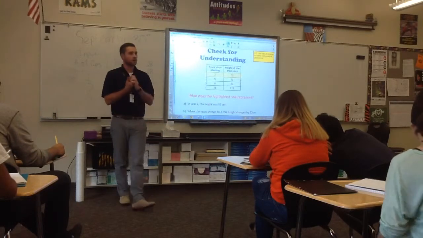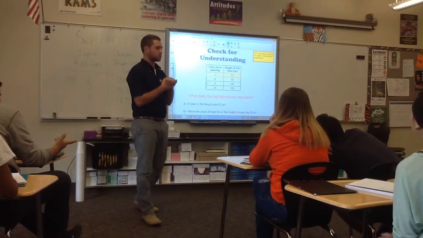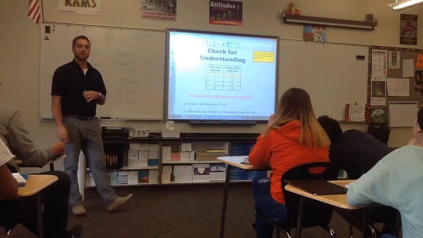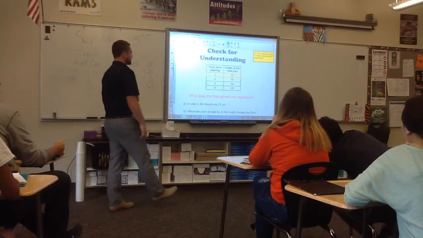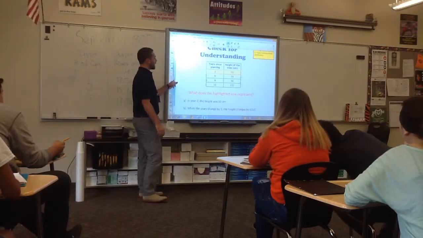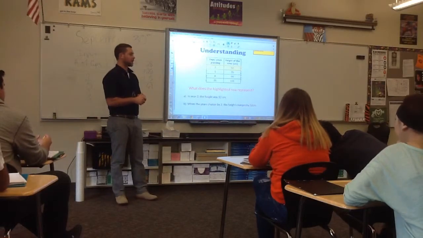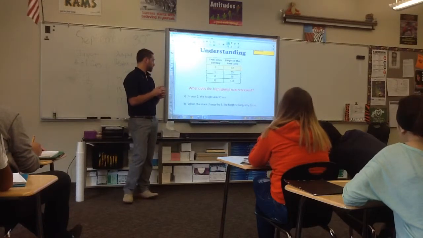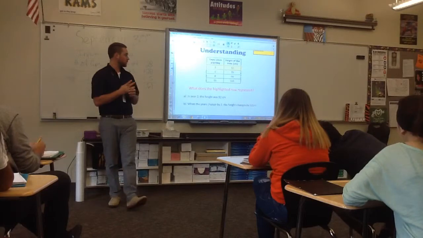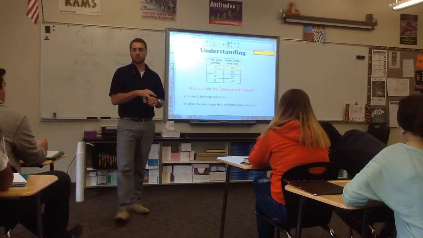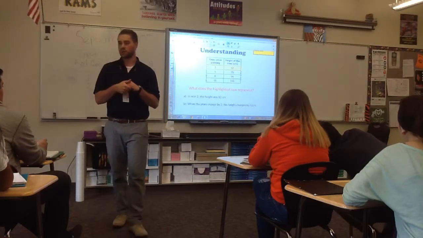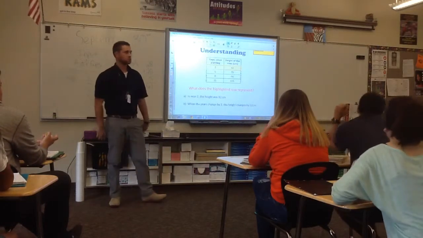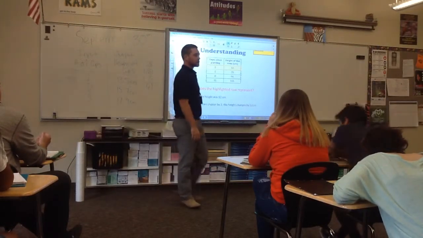We're going to do the same thing with this multiple choice question. So once you have an answer, put your head down. And then I'll see who votes for A and who votes for B. So the question asks, what does the highlighted row represent? Is it A, in year 2, the height was 52 centimeters? Or is it B, when the years change by 2, the height changes by 52 centimeters? Once you come up with your answer, put your head down. Make sure we all vote this time, Robbie.